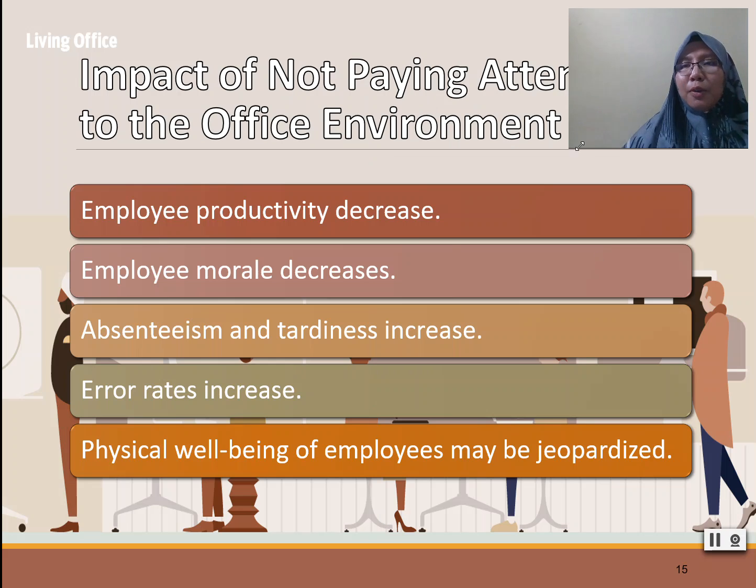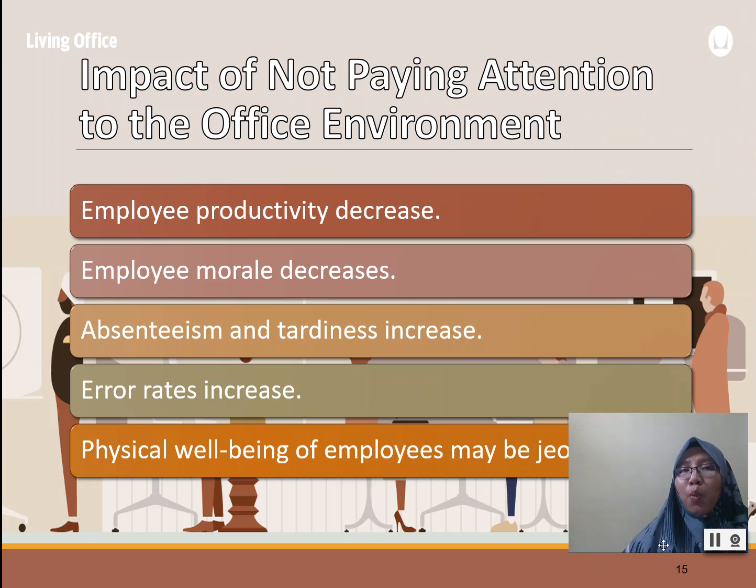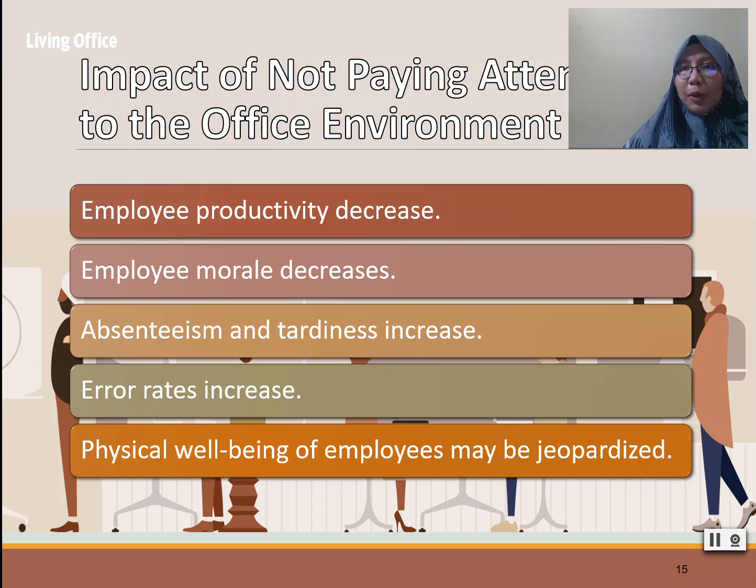Now we need to know what the impact is of not paying attention to the office environment. You have learned that there are 4 elements, and you know the term for ergonomics. So what happens when you are not paying attention to the office environment? The first one, employee productivity decreases. It will also make your employee morale decrease.